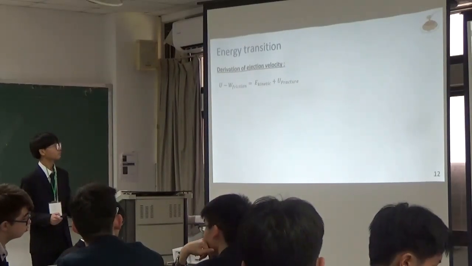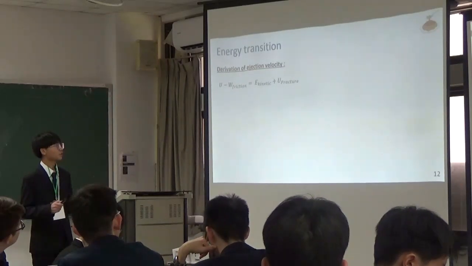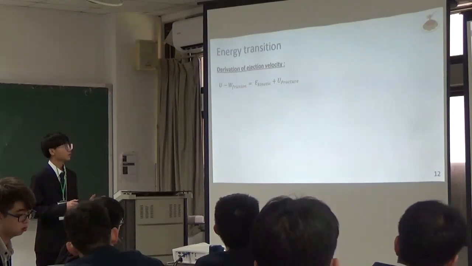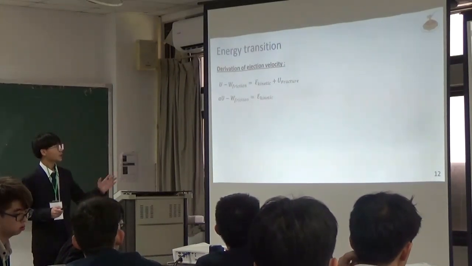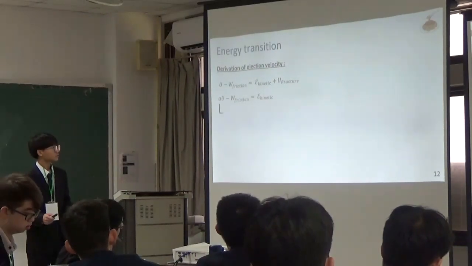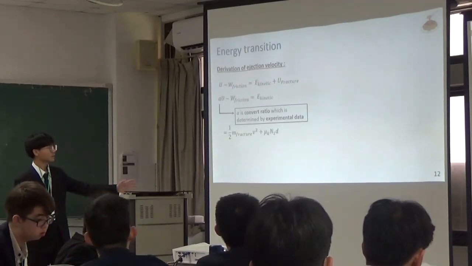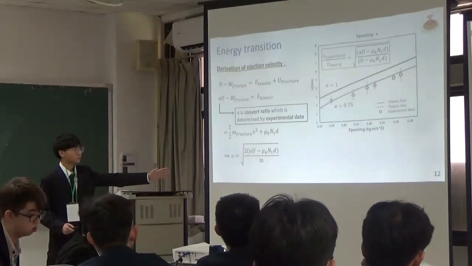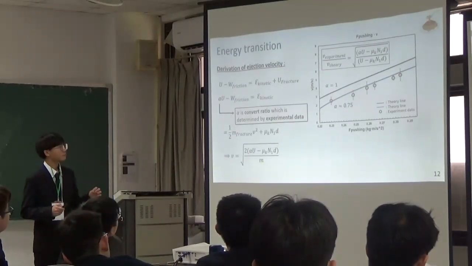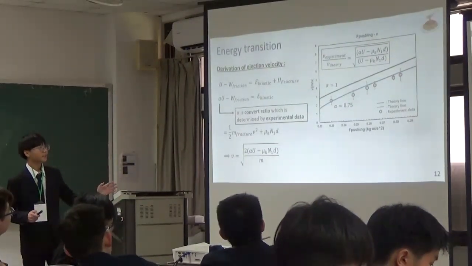And then is the energy transition. And because the elastic potential energy will equal the kinetic energy plus the fracture energy and also the friction, we multiply by alpha, which is the conversion ratio, to represent the lost energy. And after some solving, we can get the final velocity formula. And if we make alpha equal to 1 and bring it back into the formula, we can get this theory line.